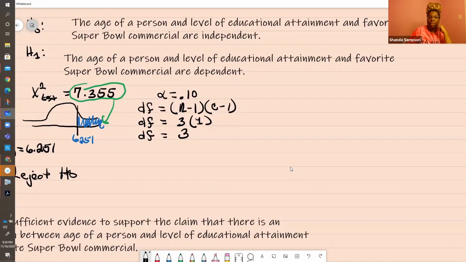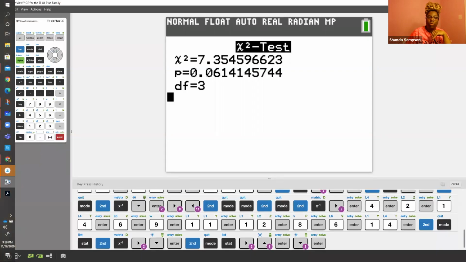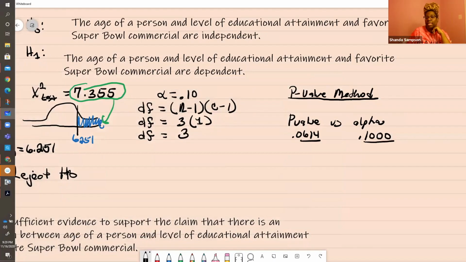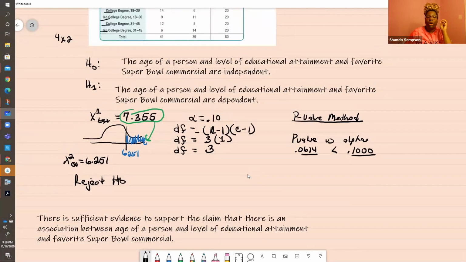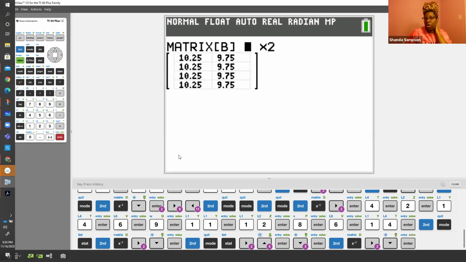So let's do the p-value method. In this case, we knew that alpha was 0.10, and we have our p-value still on our calculator, 0.0614. 0.0614 is less than 0.10, so the p is low, so you reject that H0. So you're going to reject the null hypothesis in favor of your alternate hypothesis. What are the expected values? Now you can go over to edit, see it switch to B, and now you can copy all of your expected values. That's it for chi-squared test of association.